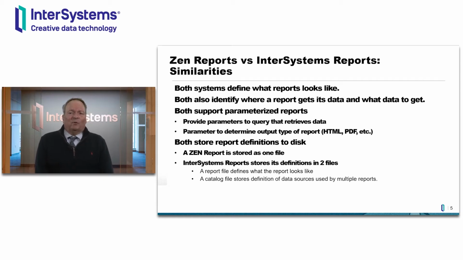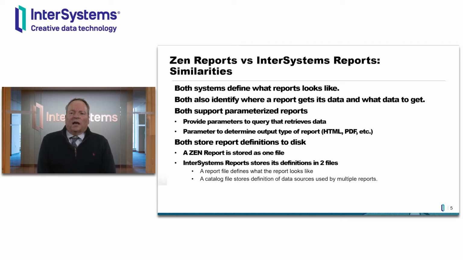Both packages support parameterized reports. Parameters are used to define time ranges of reports or what column should be used as a filter. Parameters also determine the output format of the report. Both technologies persist the definitions of the reports as files to disk. A Zen report is an ObjectScript class that can be persisted as an ASCII file. InterSystems Reports persists one file for each report, along with other shared information in a special catalog file.